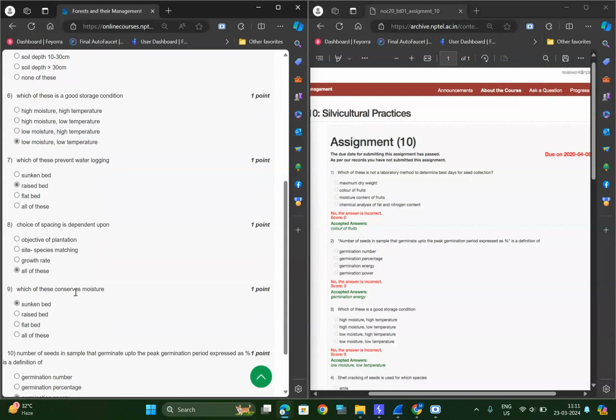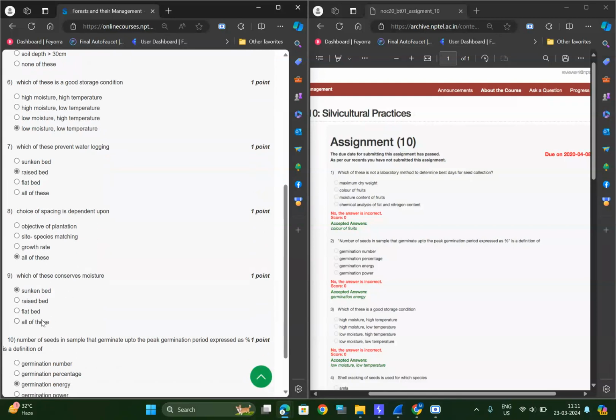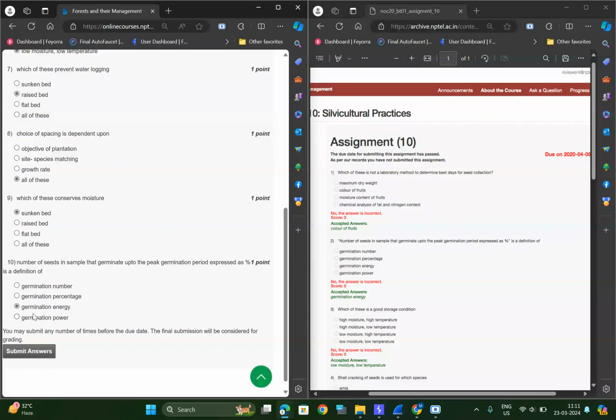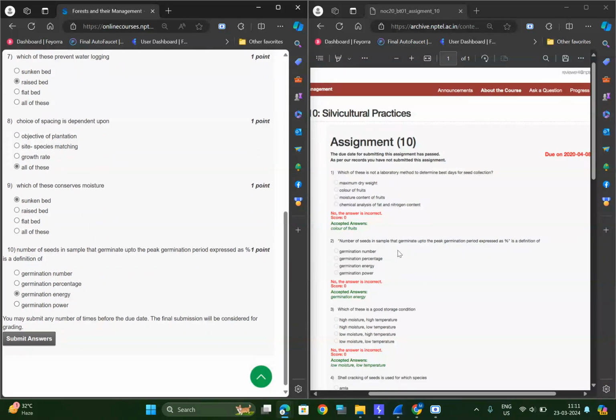And for the ninth question, the option should be A, sunken bed. And for the 10th question, the option should be C, germination energy. So these are the 100% correct options.